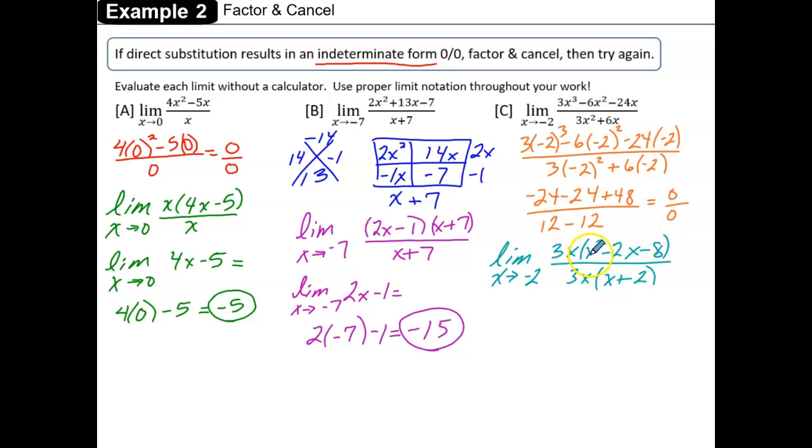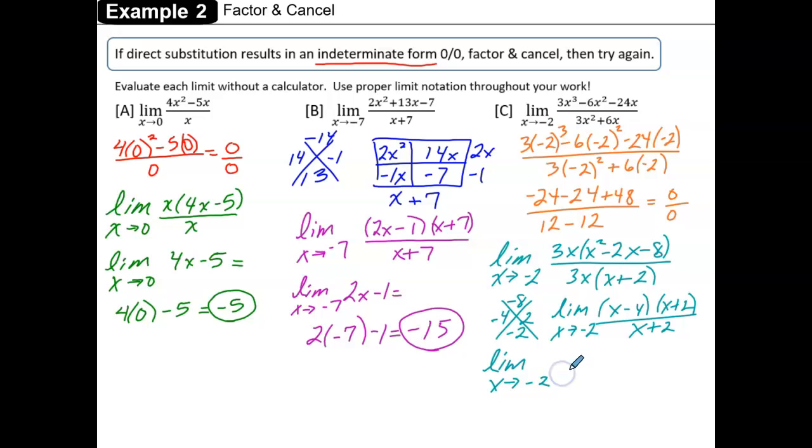We'll have an x squared minus 2x minus 8 to factor. So factors of negative 8 that add to equal negative 2 are negative 4 and positive 2. So this will become the limit as x approaches -2. We're canceling out the common factor of 3x, and we'll have an x minus 4, x plus 2, all divided by x plus 2, and there's another common factor we can take out. So we'll be left with the limit as x approaches -2 of the linear function x minus 4.